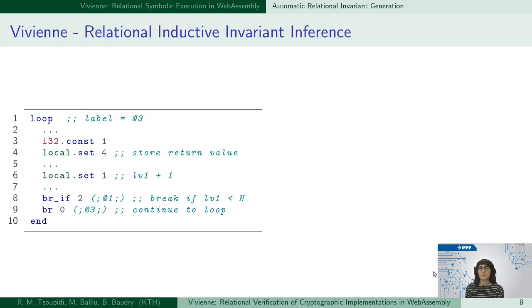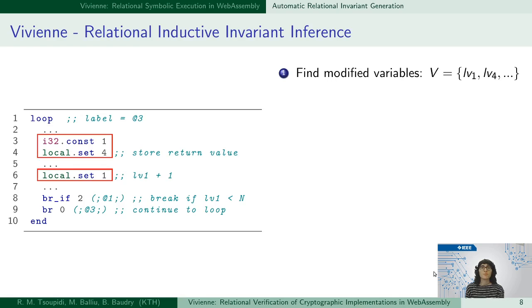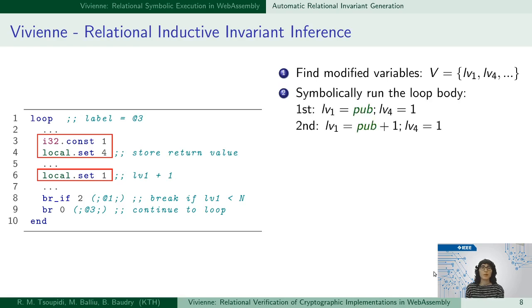Here we will see an example of the analysis using our relational invariant approach in a small code snippet in WebAssembly. First, we find all variables that are modified in the loop body, here LV1 and LV4. Then we run symbolically 2 times the loop body and find that LV1 is public and increases its value by 1, whereas in both loop iterations LV4 has a value of 1.